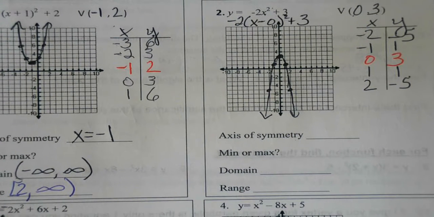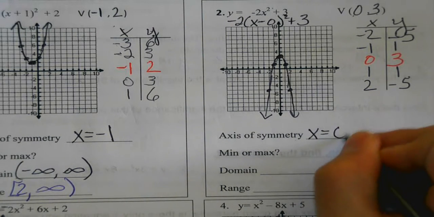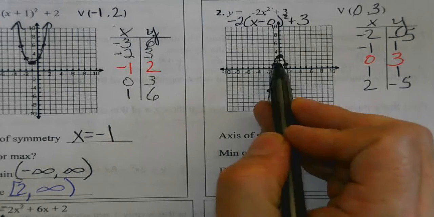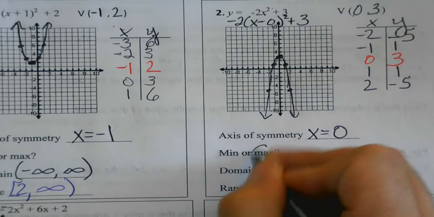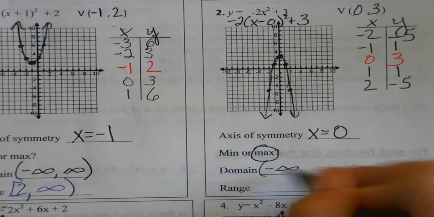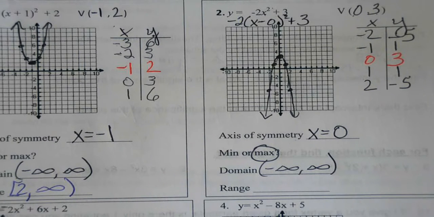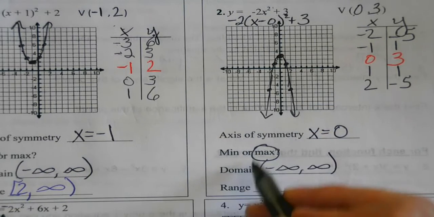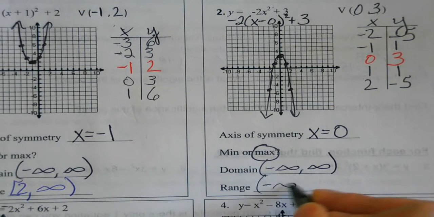And now it's all the same info that I did on that first one. X equals the x value of my vertex. Okay, so x equals 0. Min or a max. My vertex is at the top of my graph, so that would be a max. Domain is the same every time, so we really don't have to think about that a whole lot. And then again, range, be careful. It's bottom to top. Bottom in this case is down forever. So I'm going to start with negative infinity.